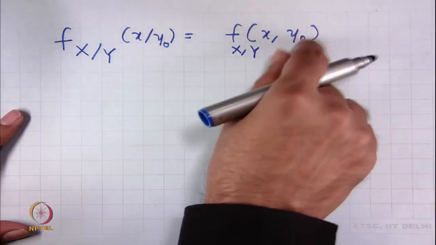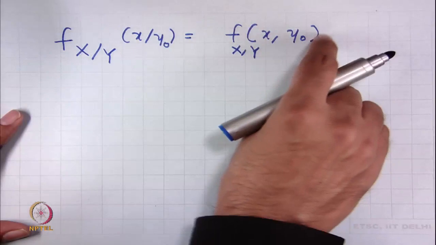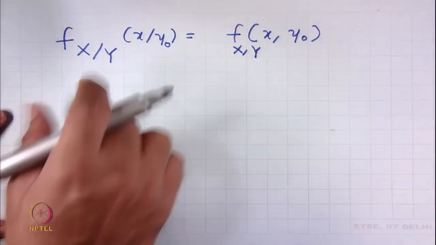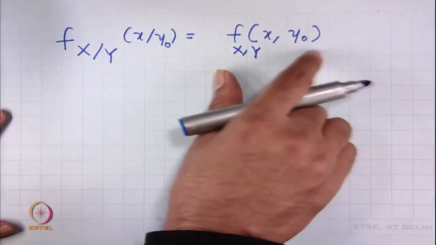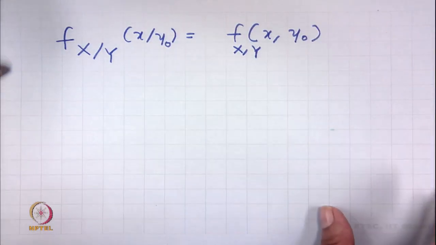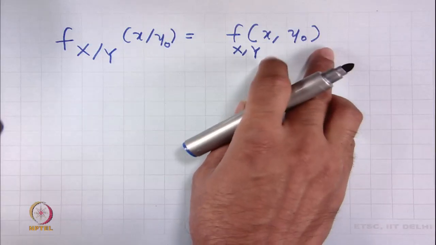So, depending upon y naught, this probability density function would take a specific value, right. So, this is the idea behind how you can define the conditional probability density function, again in terms of the joint PDF. So, let me ask you a question: do you agree that this definition is correct, or do I have to do something more than this?